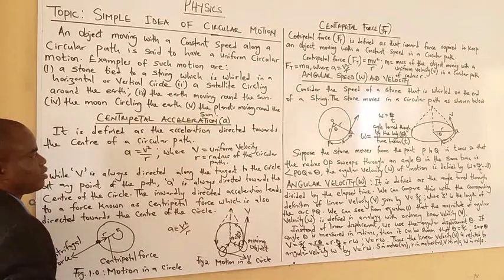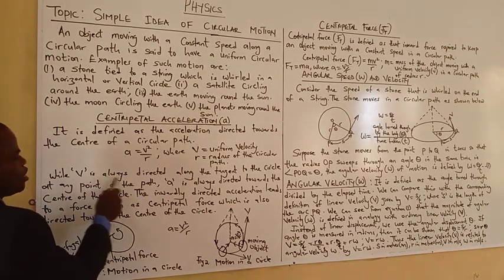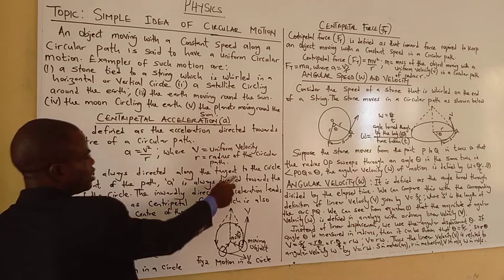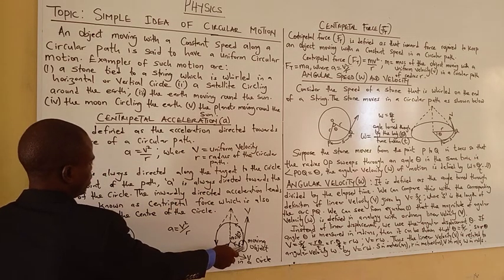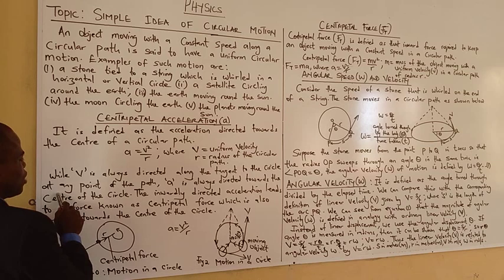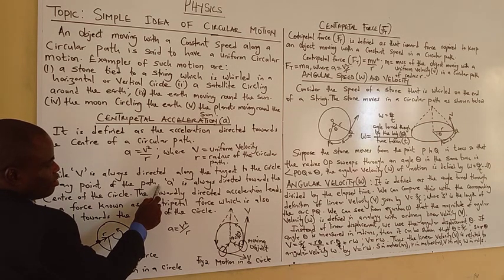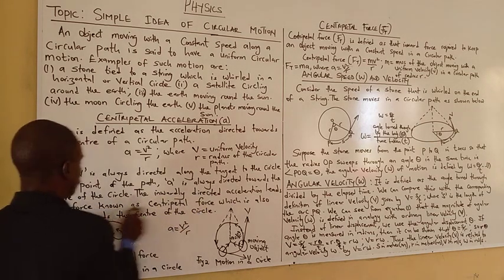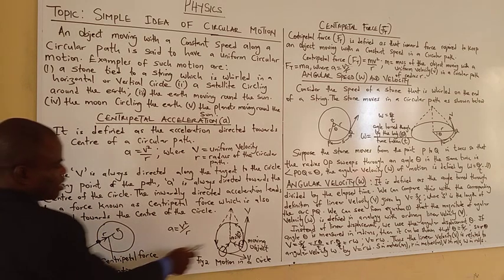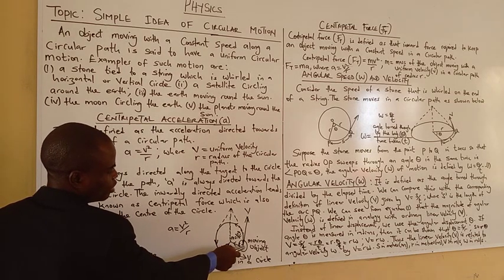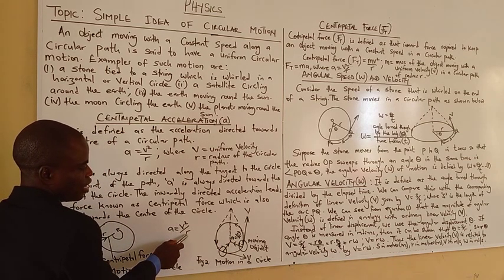Centripetal acceleration is defined as the acceleration directed towards the center of a circular path. a equals v squared over r, where v is always directed along the tangent to the circle at any point of the path. a is always directed towards the center of the circle. The acceleration of the object is always directed toward the center of the circle. Don't forget a equals v squared over r.